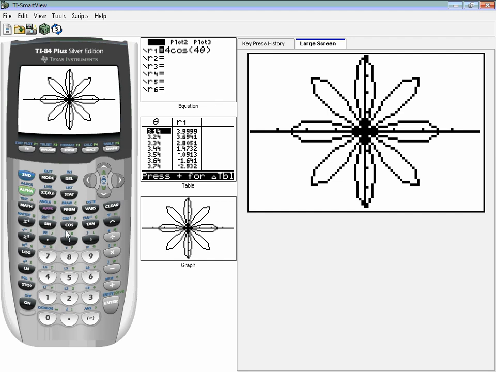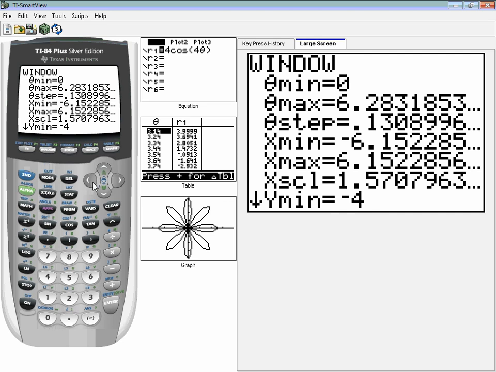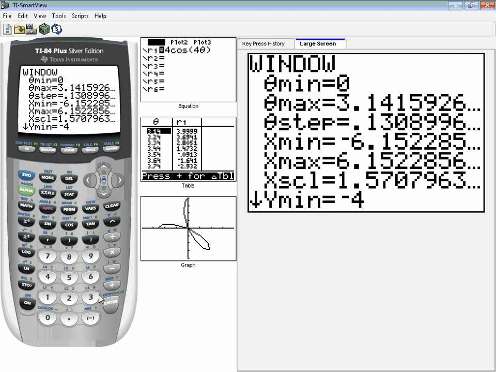Like if I change my window, let's say I go from pi over 2 to pi. See how it eliminates parts of your graph? See down here? So the window over which you graph, or your theta values, will change things drastically. Like your theta min and max. If I go back to 0 to 2 pi, window is 360.